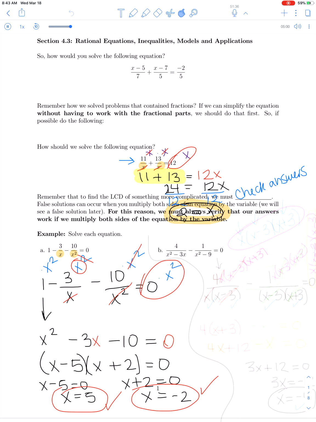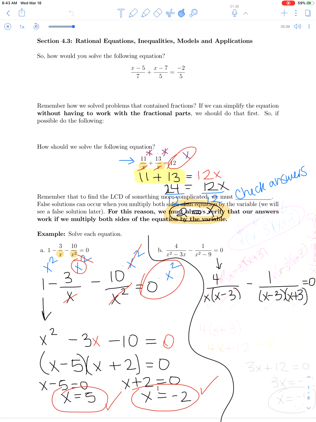Now for problem B, in order to get a common denominator so that we can get rid of all the denominators, we actually need to factor the denominators. So let's see, that first fraction, we can factor out an x on the denominator. So that will give us 4 over x times x minus 3. The second fraction is a difference of squares, so that will give us x minus 3 and x plus 3. And that's going to equal 0.